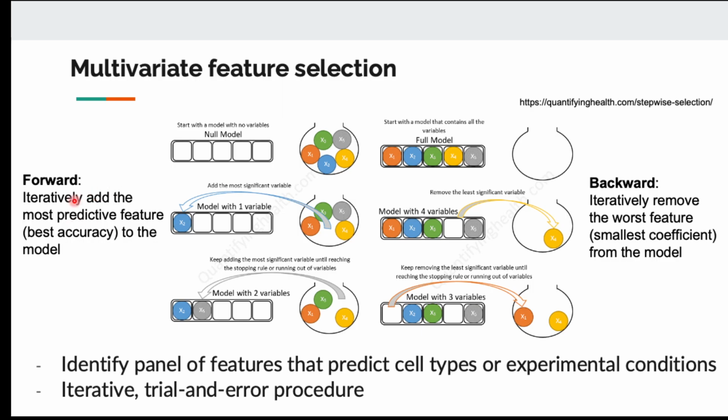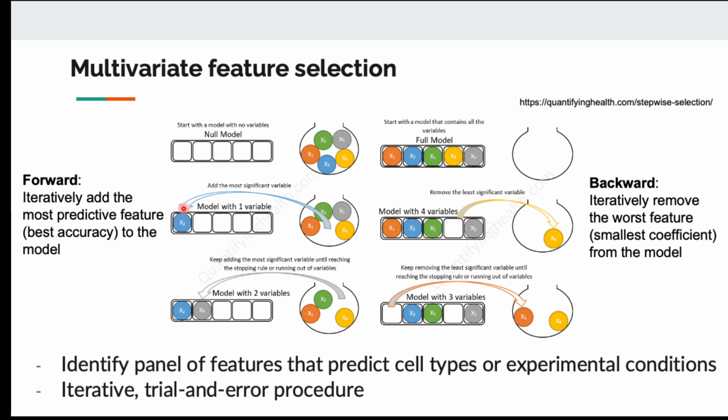So the idea of forward selection is, if you have 1,000 genes or 1,000 image-based numbers, you're going to try picking one column at a time. So it's a brute force approach. You pick one column at a time, and whichever column allows you to distinguish cells from different conditions, you're going to keep that.